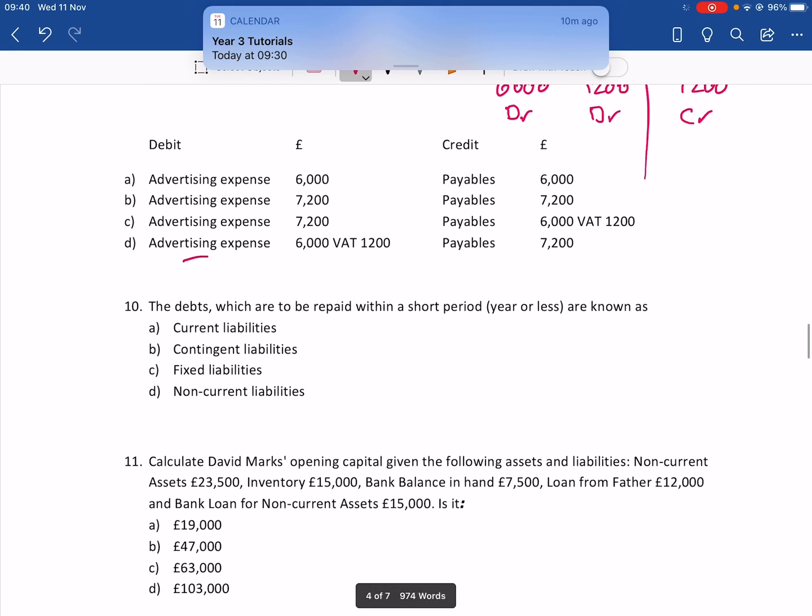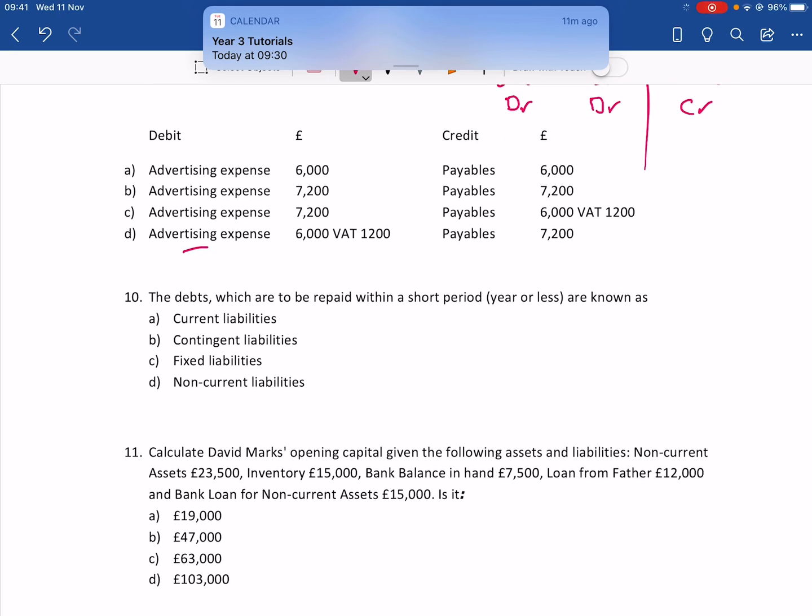Right, okay, so I'll come back to that again, no doubt. This one says the debts which are repaid within a short period of a year. These are debts, so these are liabilities. As I said in the past, we've got non-current liabilities, which would be the long-term ones, things like mortgages and bank loans. Whereas the short-term liabilities are known as current liabilities. So the answer to that one, that goes in the balance sheet, is current liabilities, or short-term liabilities.